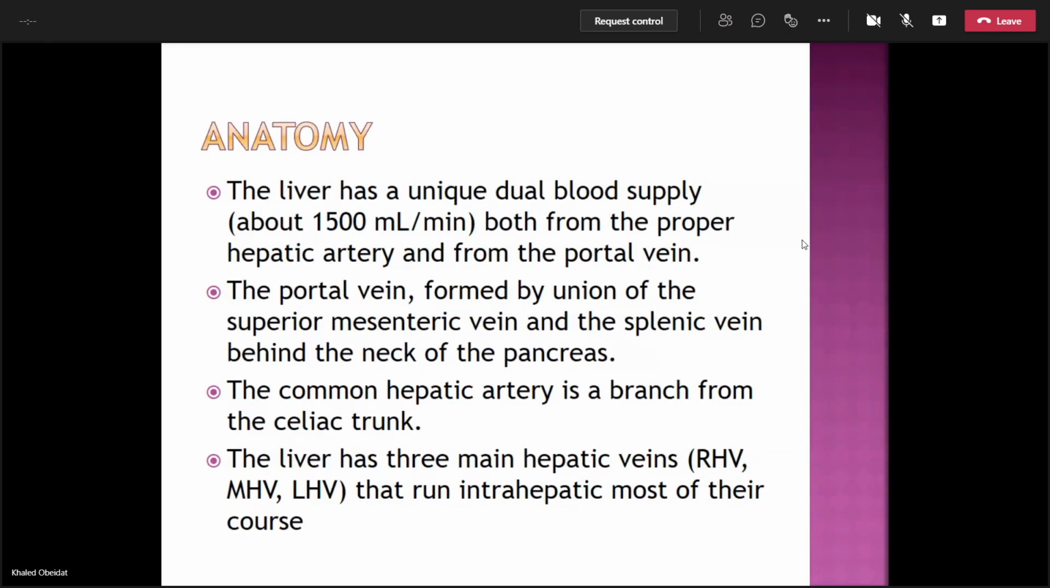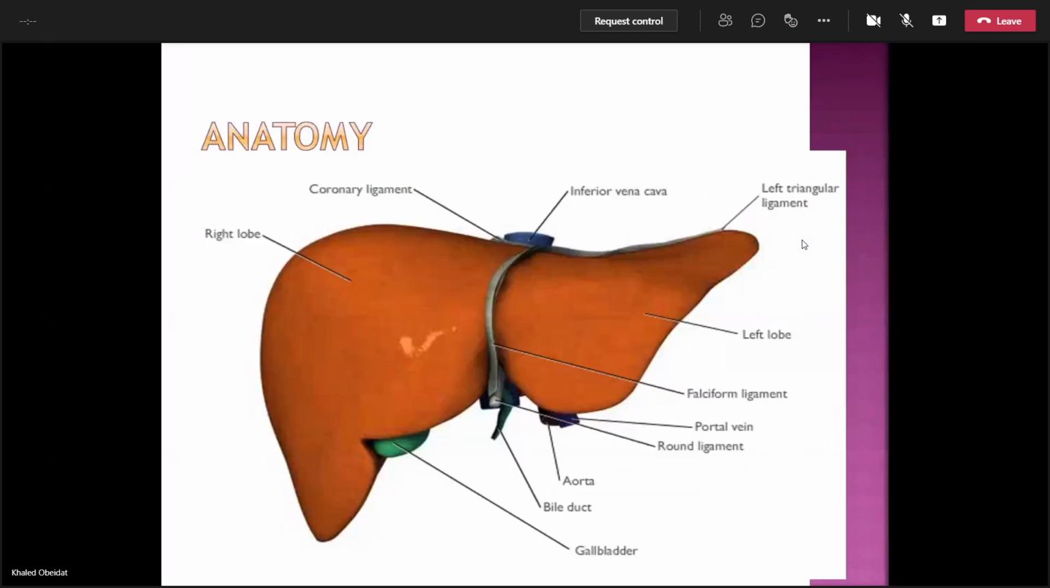There are three main hepatic veins that drain blood from the liver directly into the IVC. We have the right hepatic vein, the middle hepatic vein, and the left hepatic vein. There are additional veins that drain the caudate lobe directly into the IVC, and sometimes there is a variation where we have an additional inferior right hepatic vein, a big inferior hepatic vein.